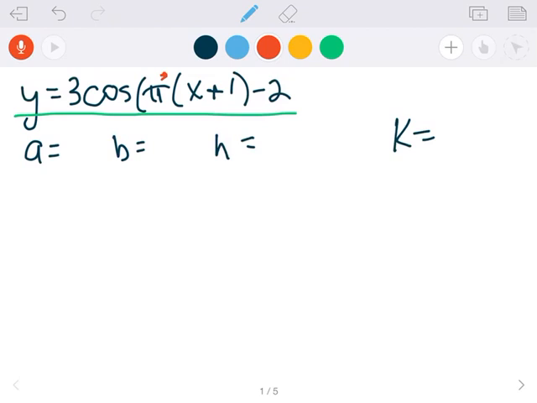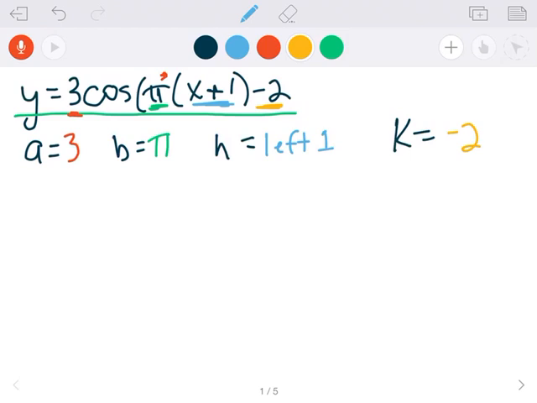So my strategy for solving these is always to pick out the a, b, h, and k values first. If I'm looking for a, I see it here at 3. If I'm looking for my b value, it's going to be pi. If I'm looking for my h value, it's in here, and in parentheses means opposite direction, so it's actually going to move the graph left one space. And then my k value is this last part here, and that's -2.